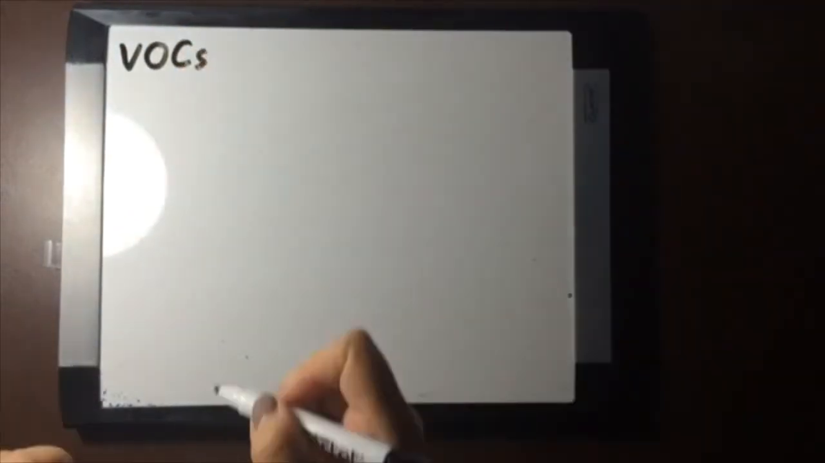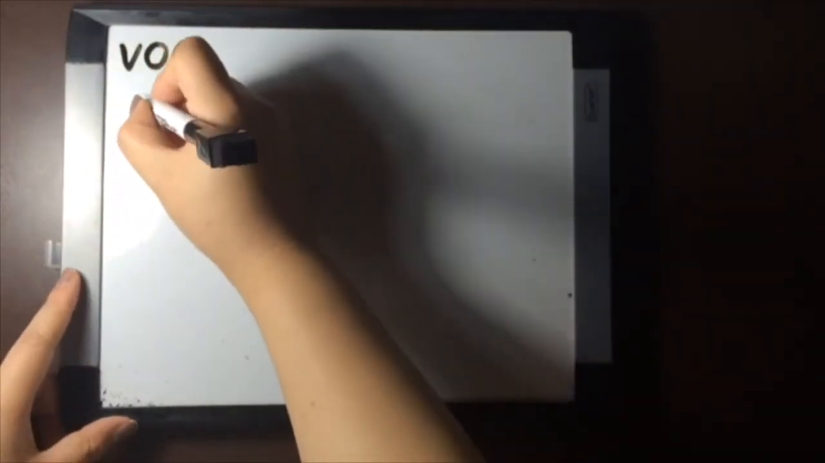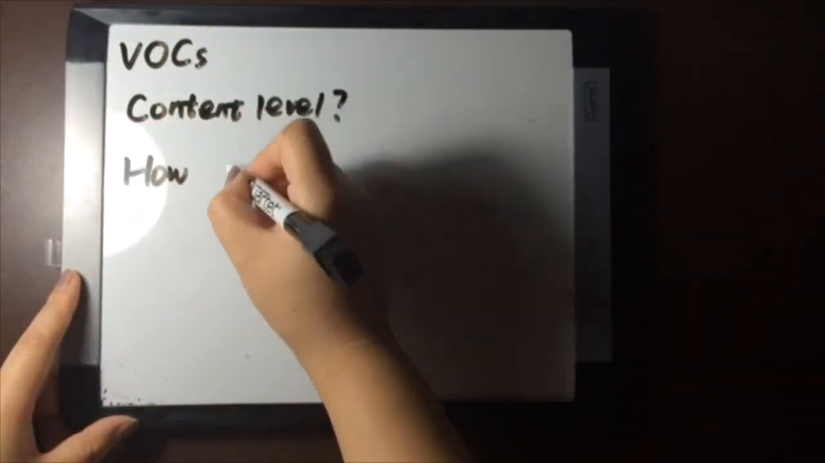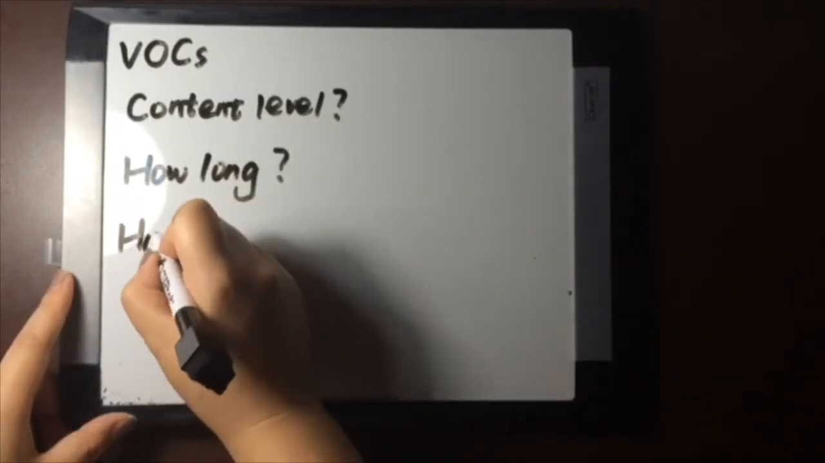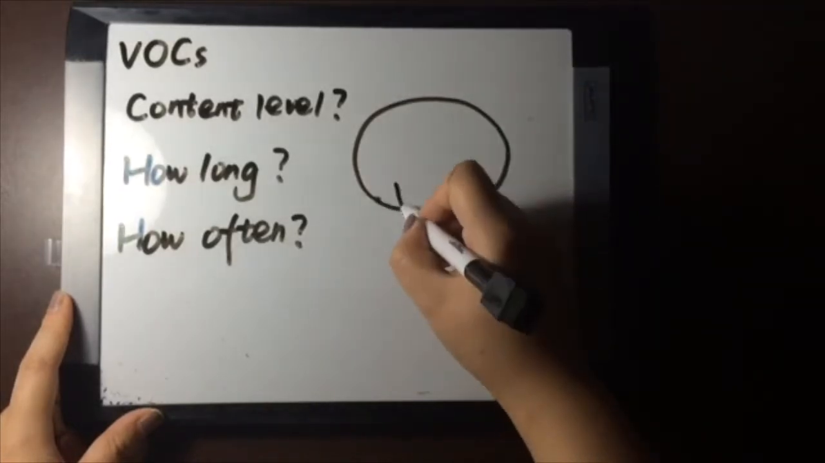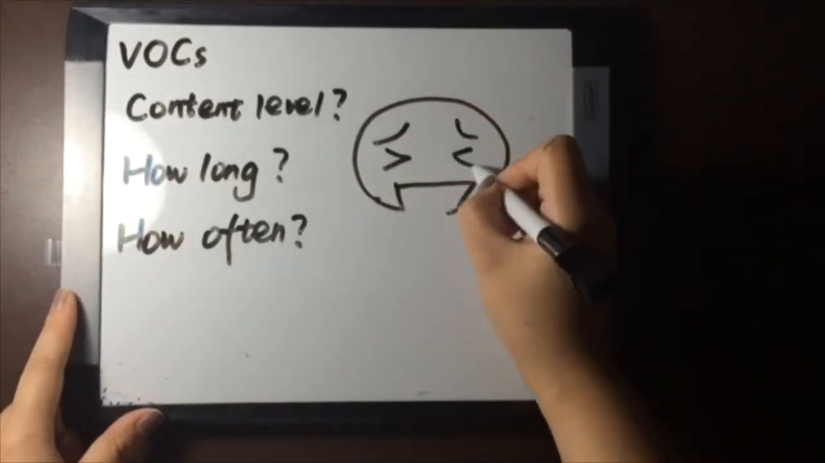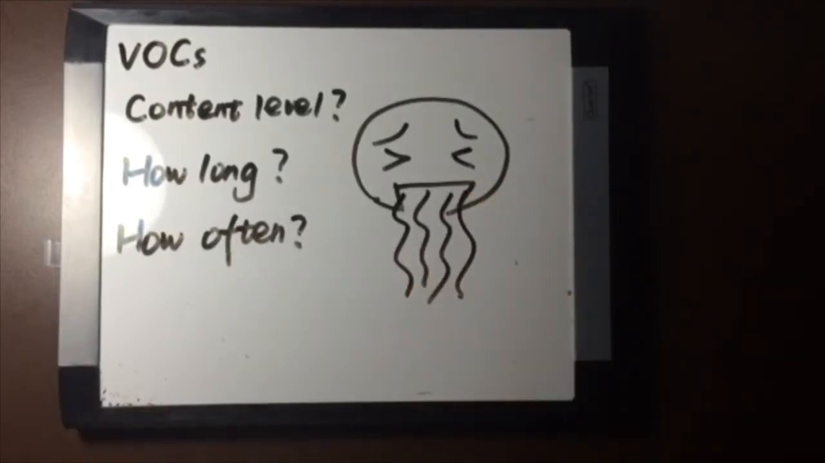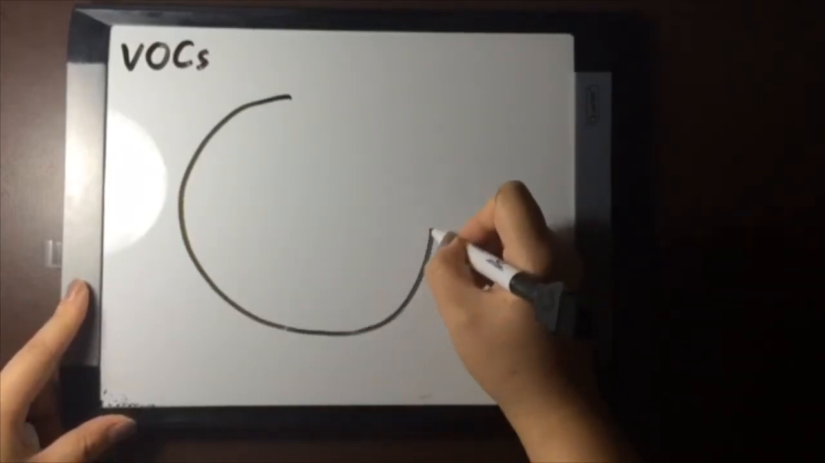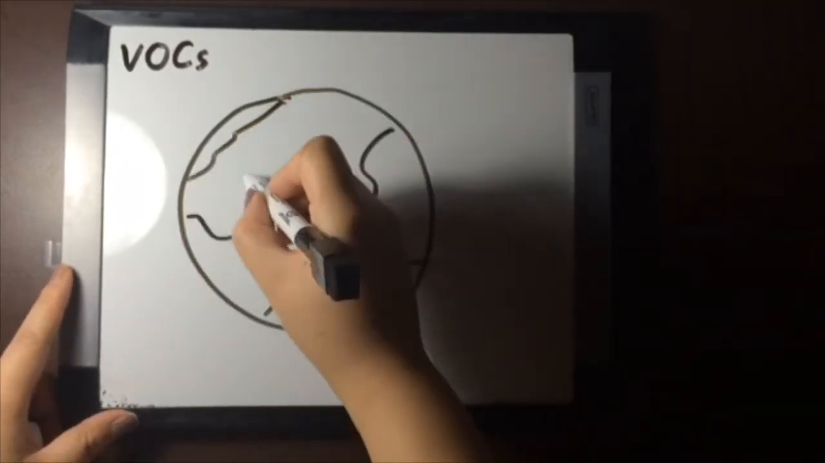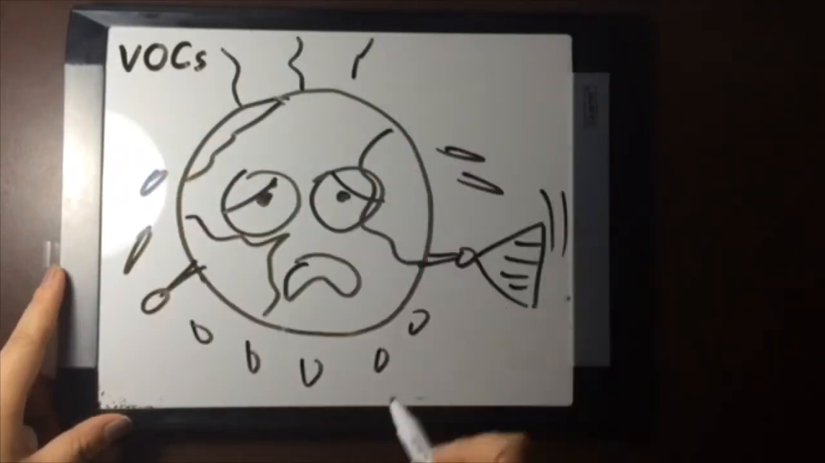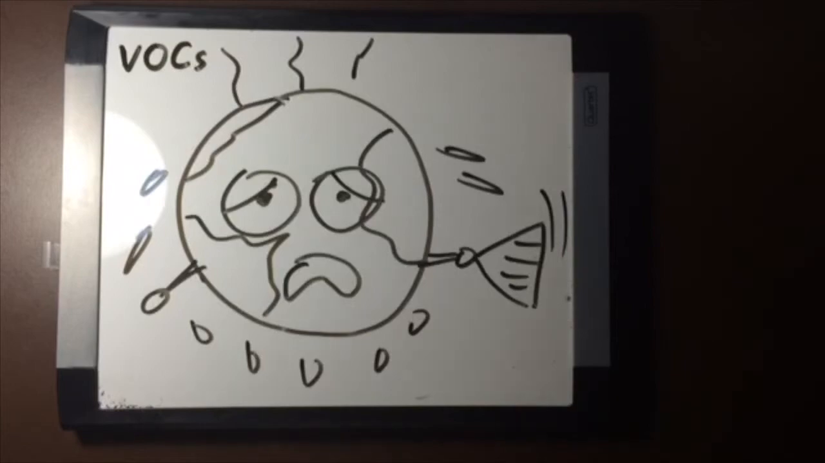Now let's talk about another pollutant, VOCs. VOCs can attack people through the eyes, nose, and the respiratory system, and make people feel sick. But before that, we have to know the content level of VOCs, and how long and how often you are exposed to the VOCs. And besides that, VOCs are important in the creation of smog, and VOCs are also a reason for global warming.